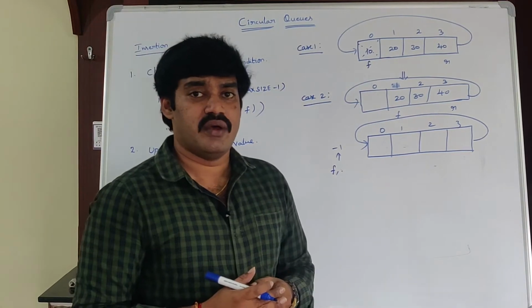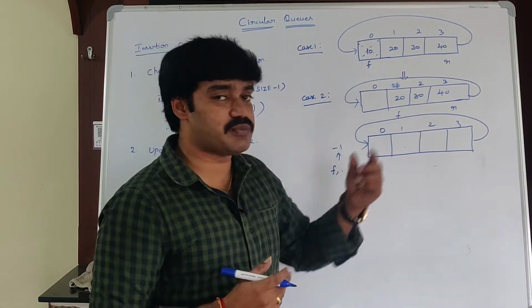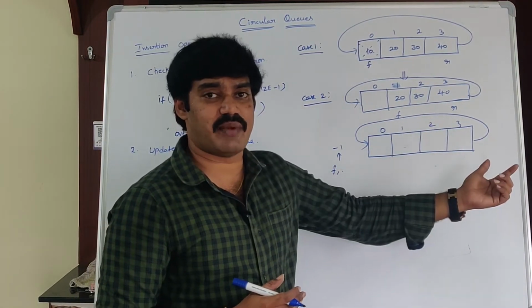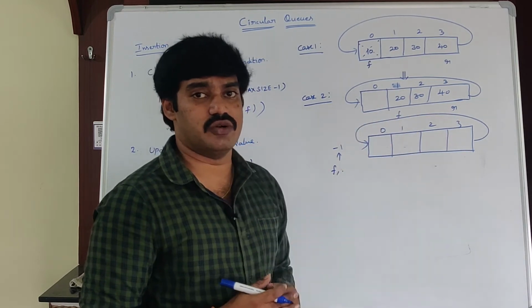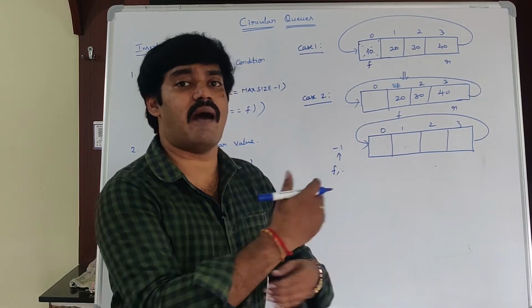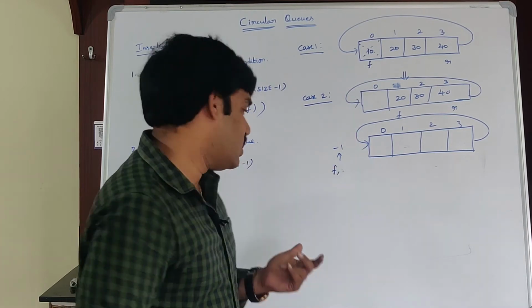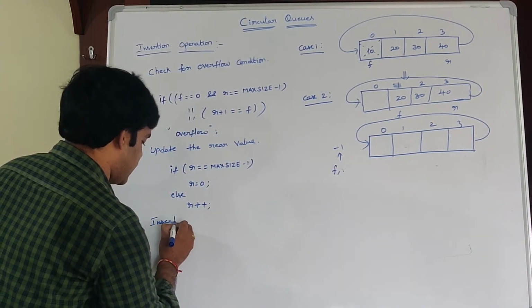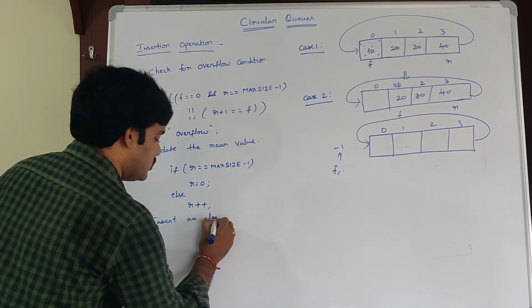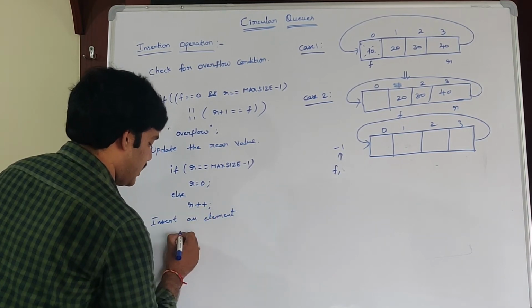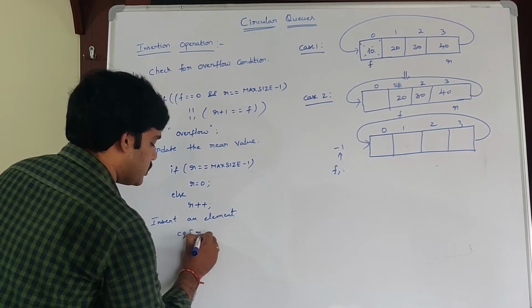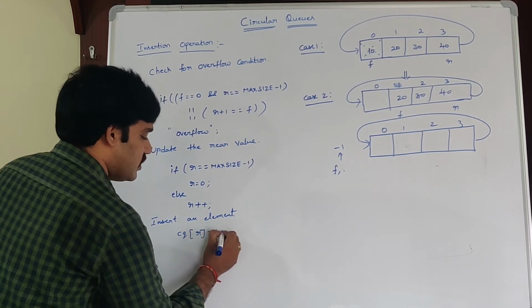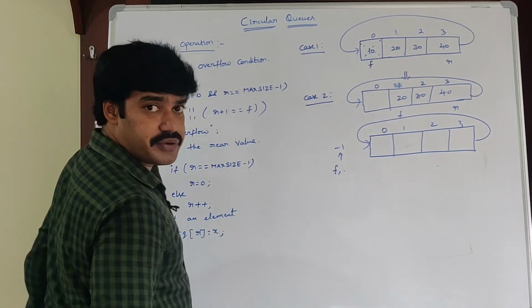How to update? First check whether the rear reaches max size minus 1 or not. If it reaches max size minus 1, reset that to 0. Otherwise, simply update the rear pointer, rear plus plus. Third one is insert an element into the circular queue data structure. That is CQ of R is equal to X.